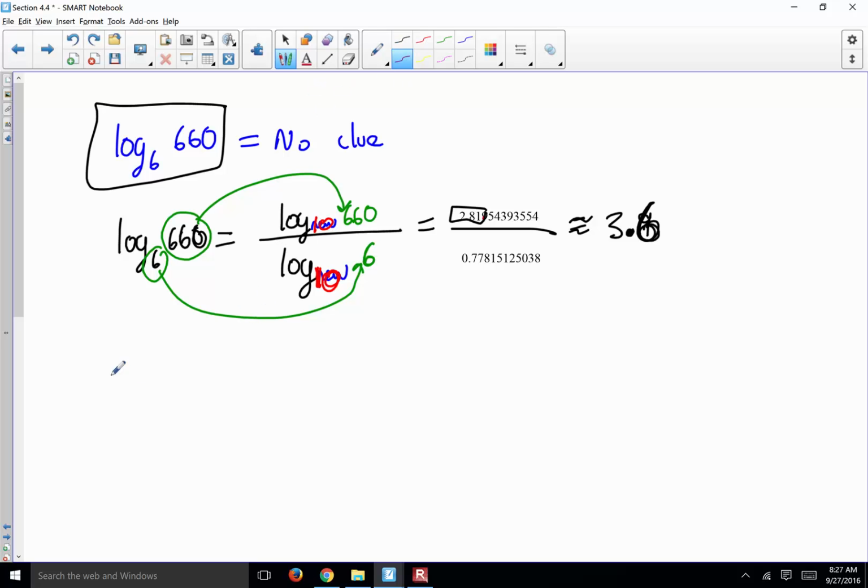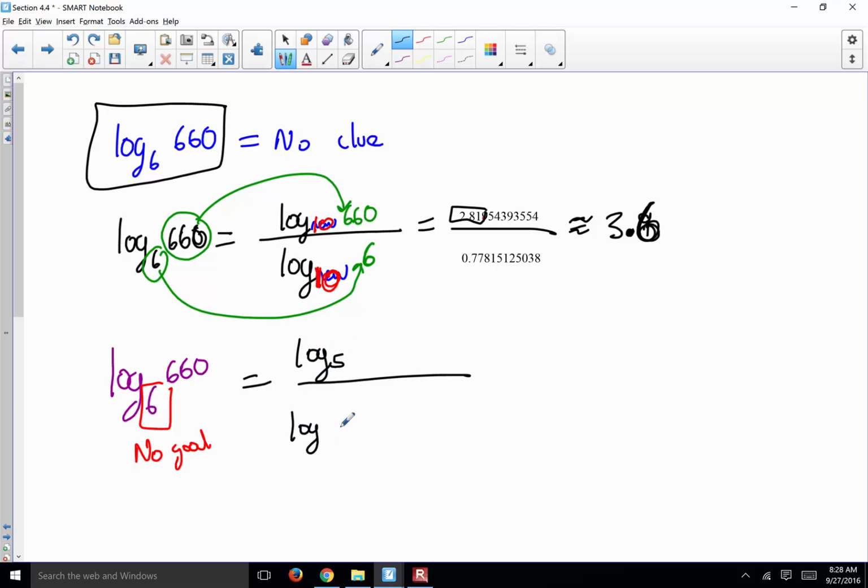How did I do it again? Let me back up and explain again. If you have a number to compute, but the base is no good for your calculator, then you can change it to any base, say base 5, if you wish. Now let's go with base 5, but why would you change it to 5? Your calculator still can't do it, but I like it. I want to change it to 5. I put 5 in both places. Take the top one here, take the bottom one here, and compute these two numbers.